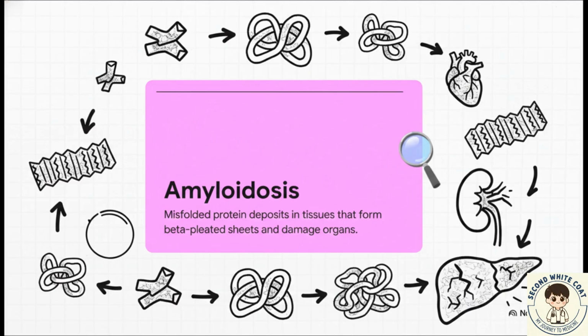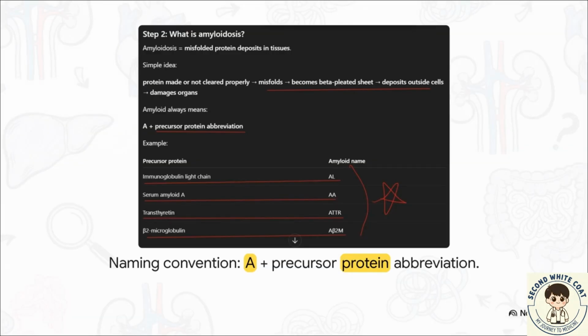A protein is either overproduced or not cleared out properly, and then it misfolds into a beta-pleated sheet structure. Think of it kind of like biological concrete. Because of this really rigid, abnormal shape, our body's normal enzymes simply can't break it down. So it deposits outside the cells, in the extracellular space, where it literally crushes and damages the surrounding organs and tissues.